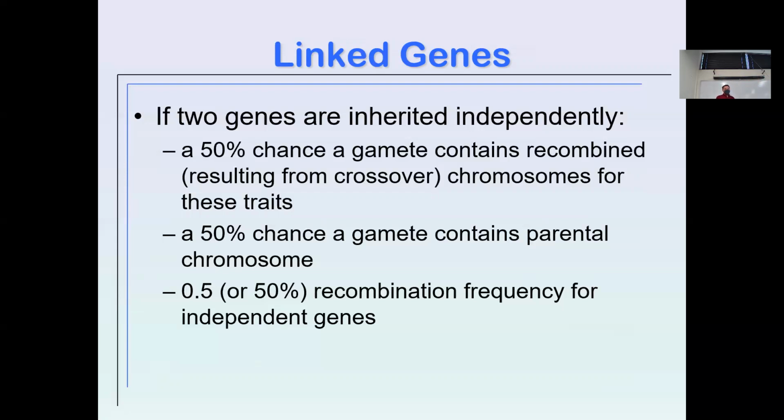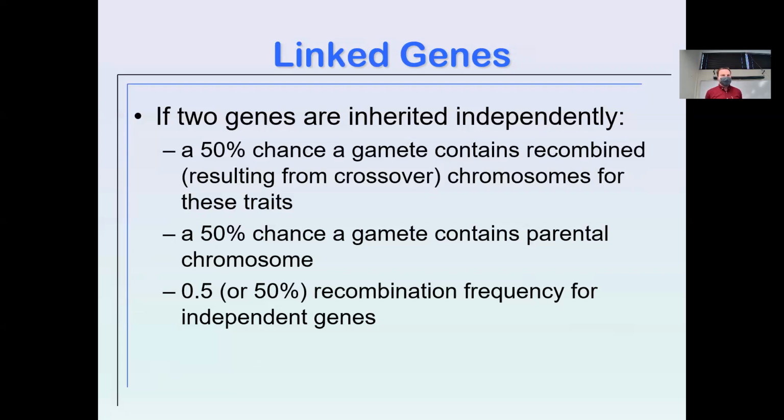So if the genes are truly inherited independently of one another, there should be a 50% chance you're getting one from each parent, or a 50% chance you're getting both of those traits from the same parent, if they're truly independent.